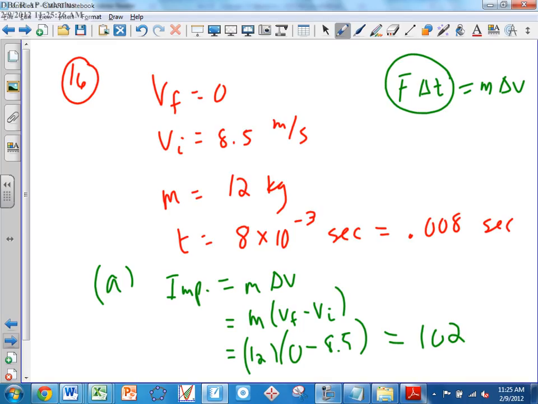Now, it's going to be negative 102 kilogram meters per second. Now, relax, we're getting there. Why is it a negative impulse? Because the final velocity is zero, but logically, it's slowing down. Very good. Imagine you have a hammer and you hit the table. The table slows it down. Doesn't it apply equal and opposite force? Equal and opposite force means it must be negative. That's where the negative comes in. Now, that is part A.